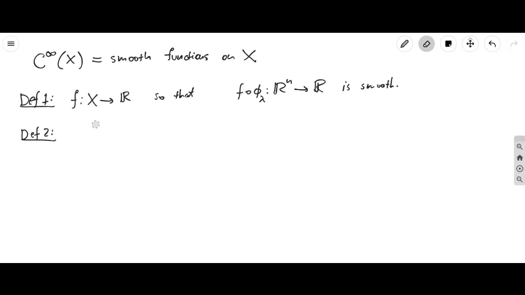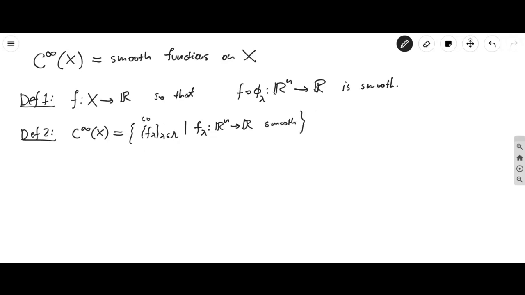because definition 2 is closer to how you work with differential forms. You would say it is a collection. So a smooth function is a collection. So you would rather say this. Let me take this away. So you would say that C infinity x, this is the set of functions f lambda, where each f lambda is a map from Rn to R, is smooth.